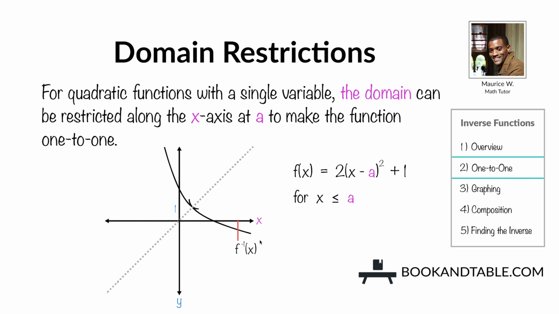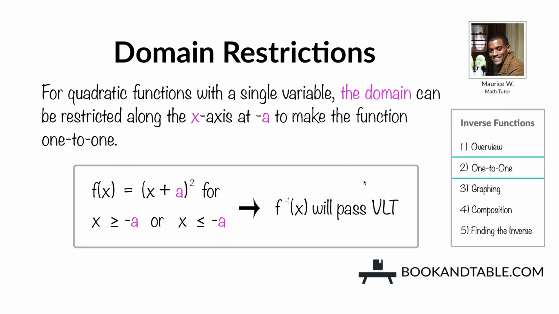Let's take a look at what happens if we restrict the domain above a, so x is greater than or equal to a. If we reflect this across the y is equal to x line, this would be our inverse function. And this function can pass the vertical line test as well. So this is what happens when we shift the parabola to the right, when we have x minus a.